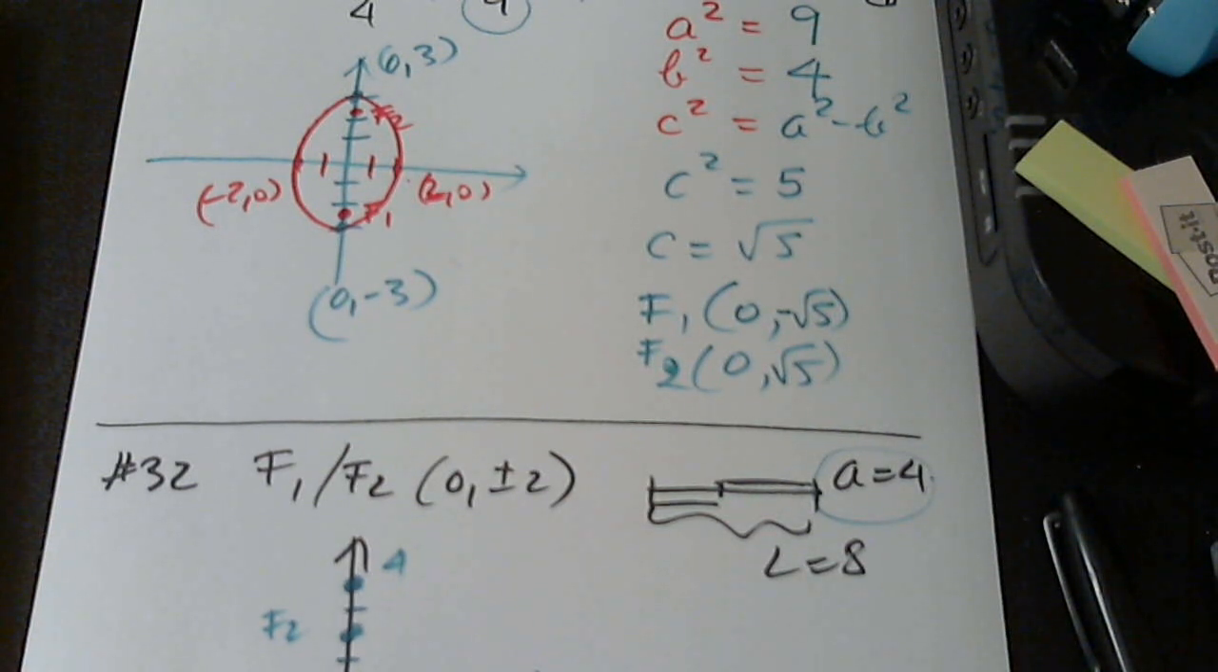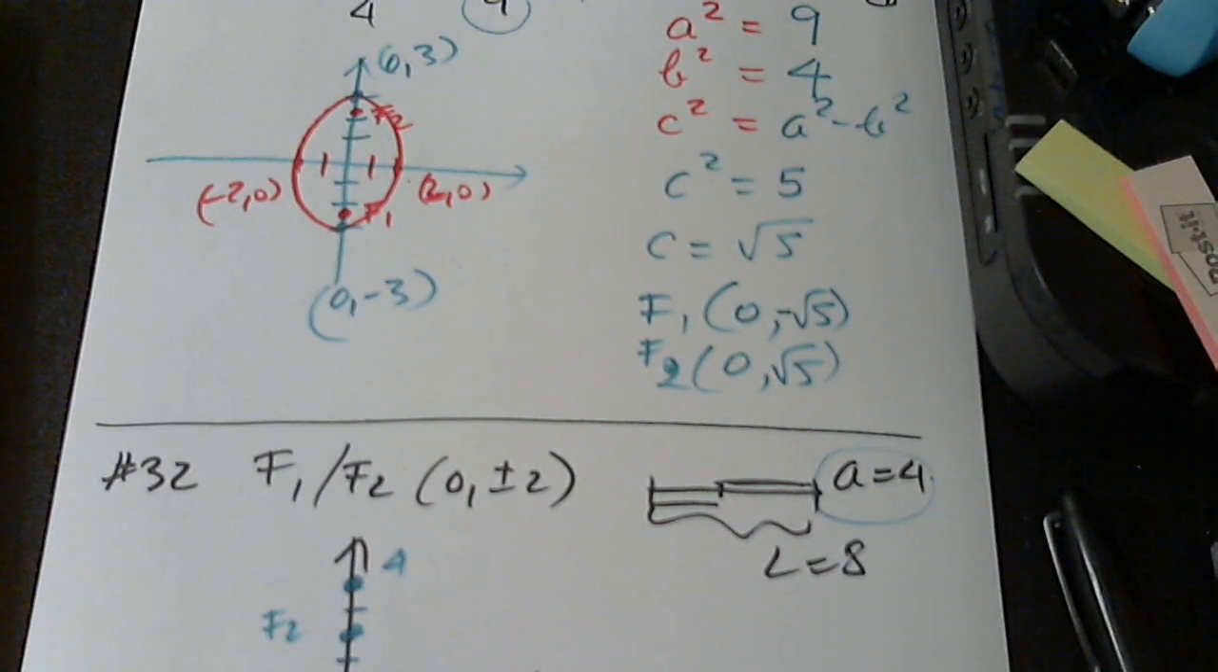Centered at the origin, all I need to determine to find the equation is B. I don't know how wide the ellipse is. In other words, how big is the minor axis? What is the length of the minor axis? Half of it will be B.